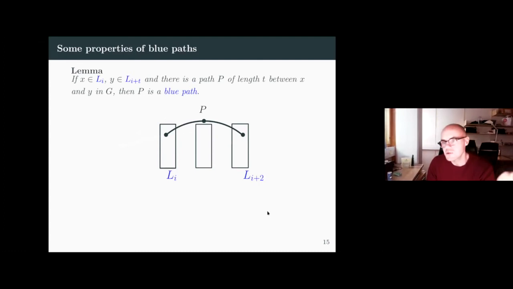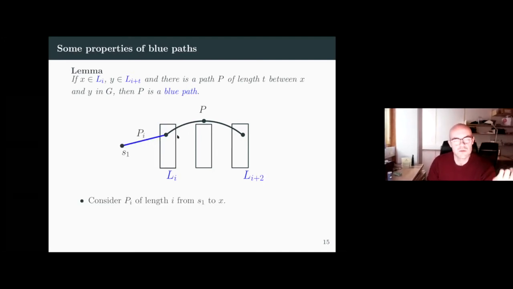Now the second property, which is also a bit technical to explain, but quite intuitive to understand. What you know about a blue path as a shortest path is that if X is in level I and Y is in level, let's say, I plus 2, and there is a path of that length between X and Y in G, then P is a blue path. All right, so how do you see it? Well, this is very easy. To be in level I means X is at distance I from S1. And what does it mean for Y to be at level, let's say, I plus 2?